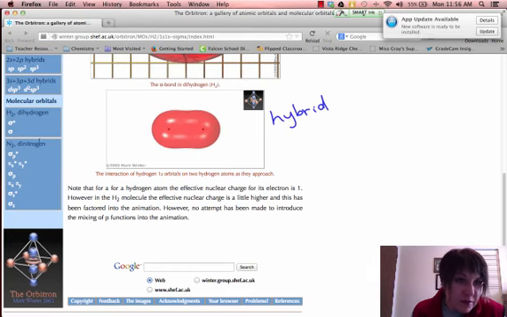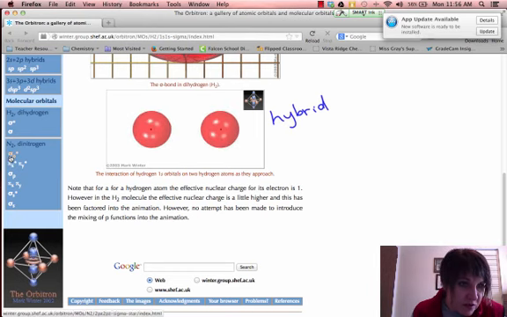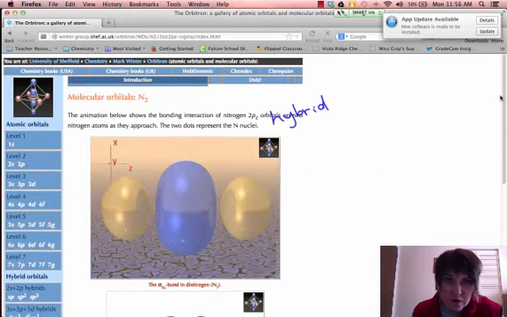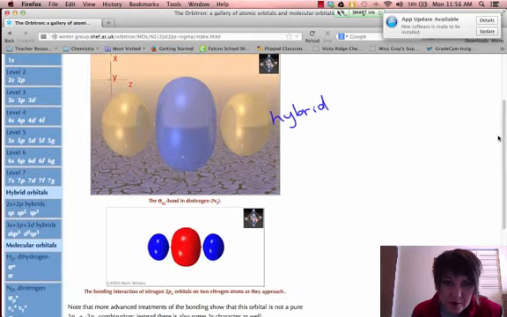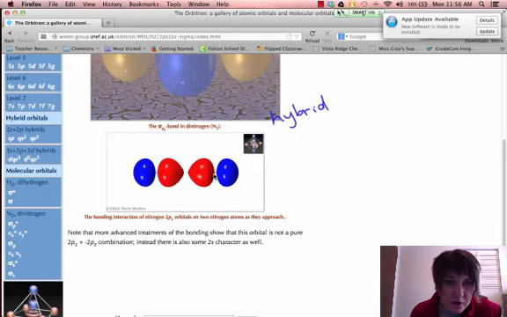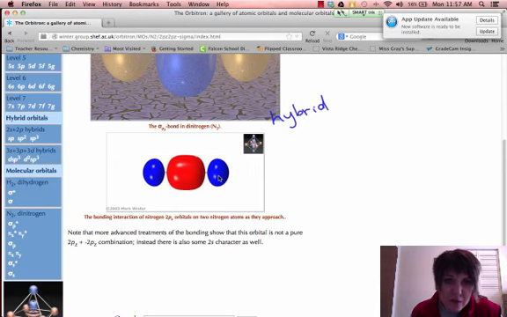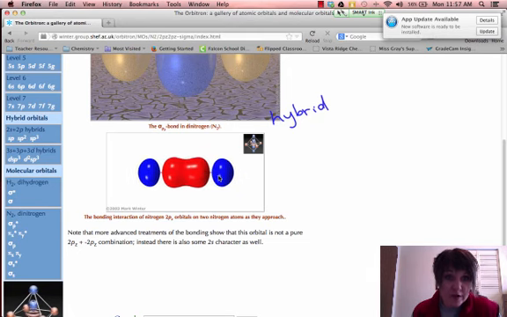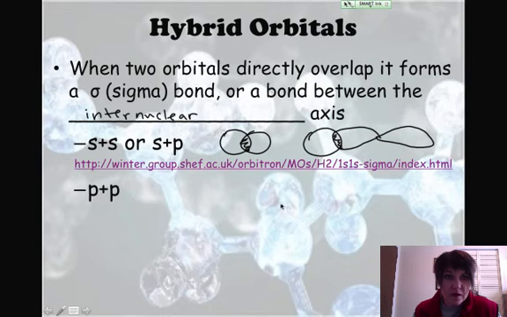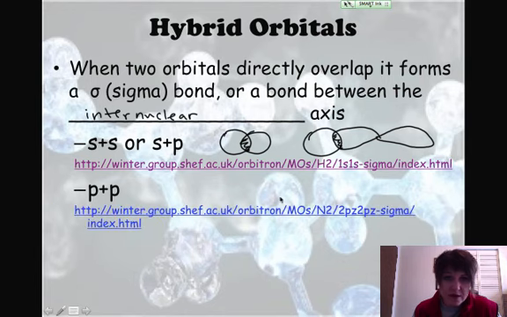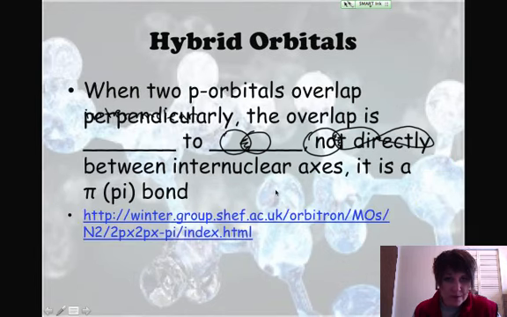Now we can form other sigma bonds too. Let's look at the sigma bond between two p orbitals. So in nitrogen, this sigma bond forms when a p orbital and another p orbital merge together along the internuclear axis. Those red lobes of the p orbitals are joining together to make a hybrid orbital, in other words, an orbital formed by two different atomic orbitals. So you can have an s with a p, or a p orbital with a p orbital.